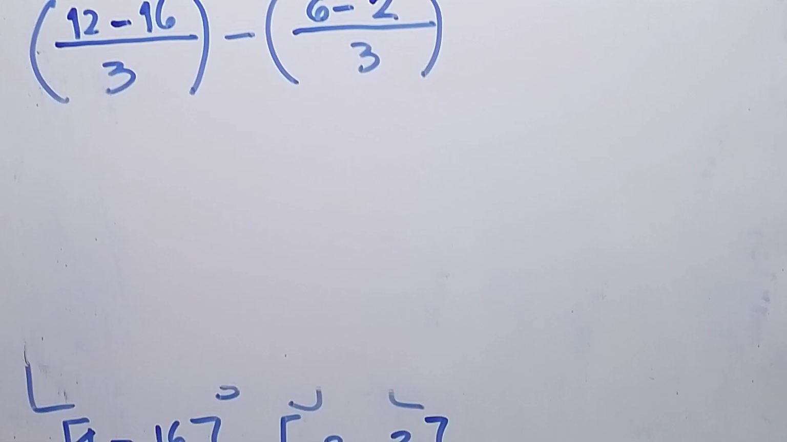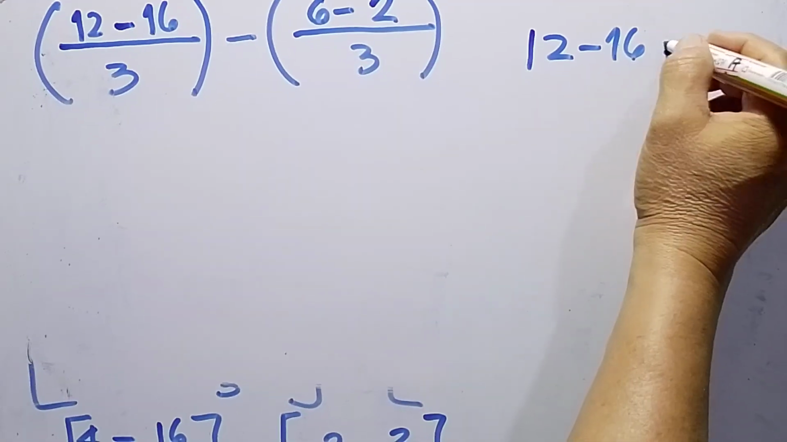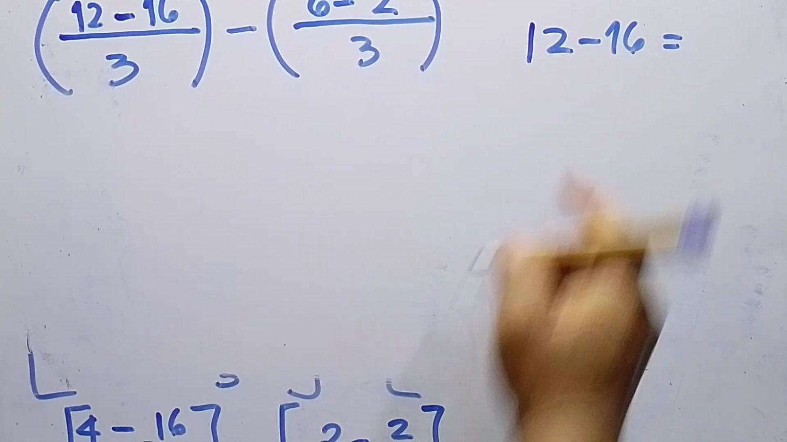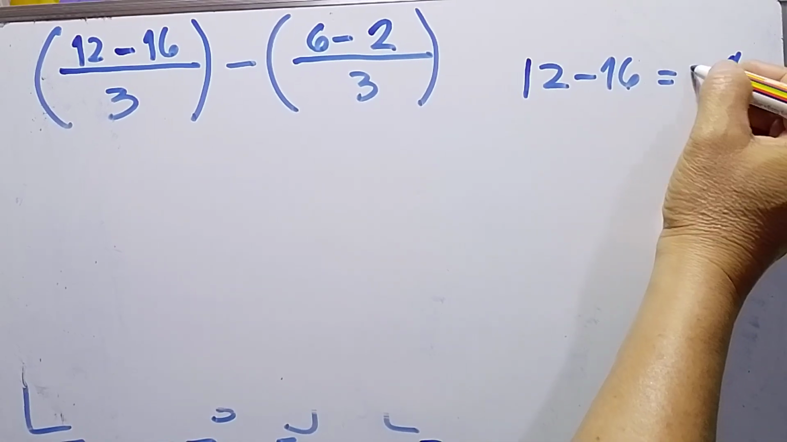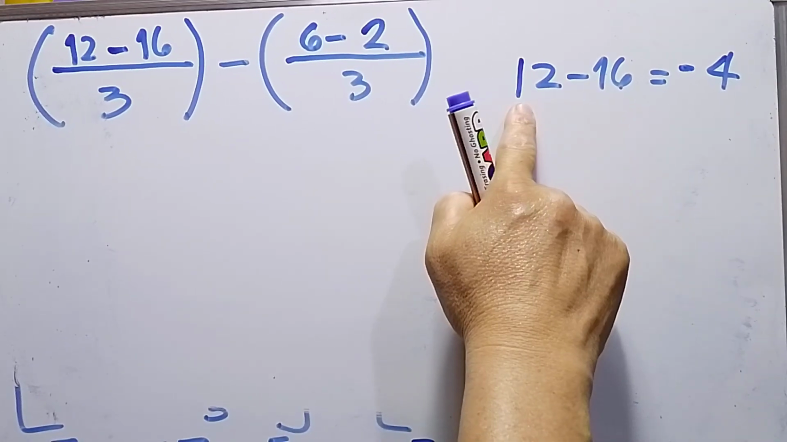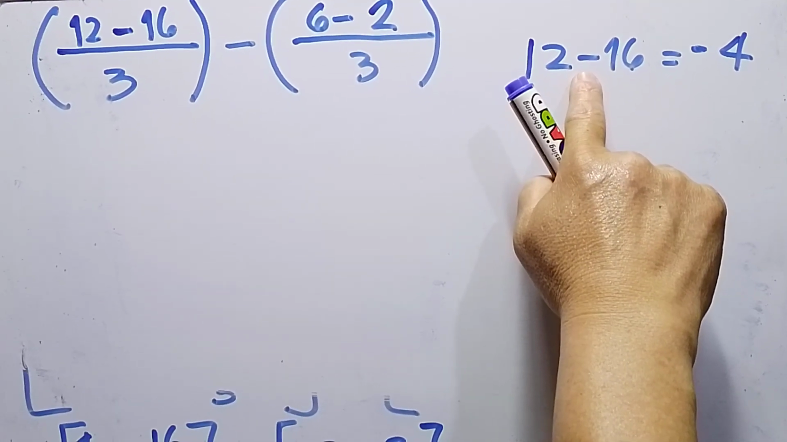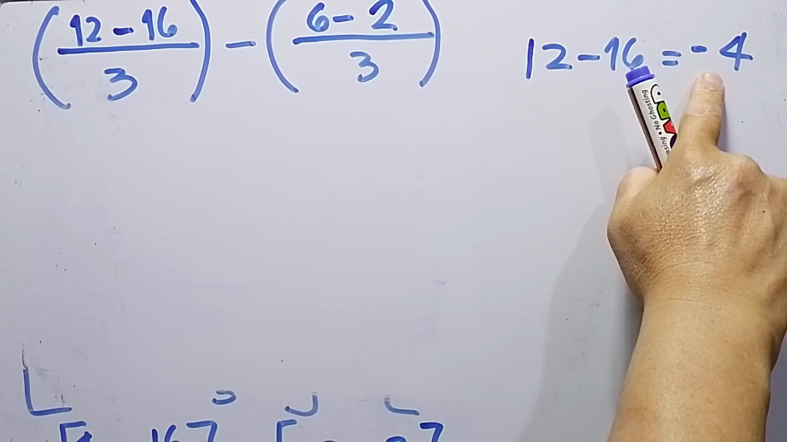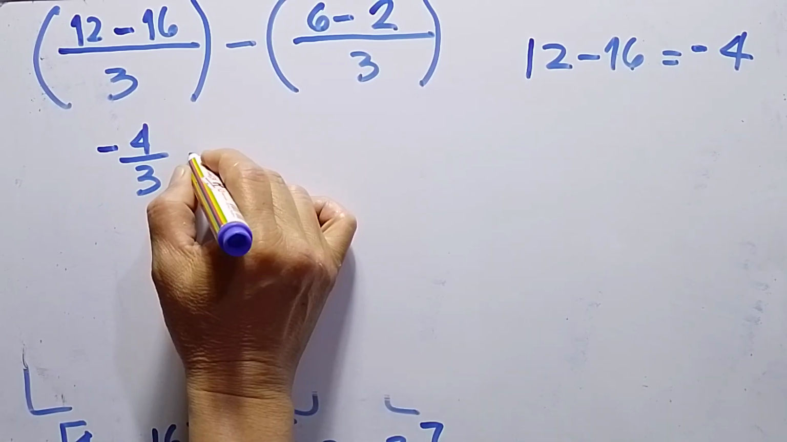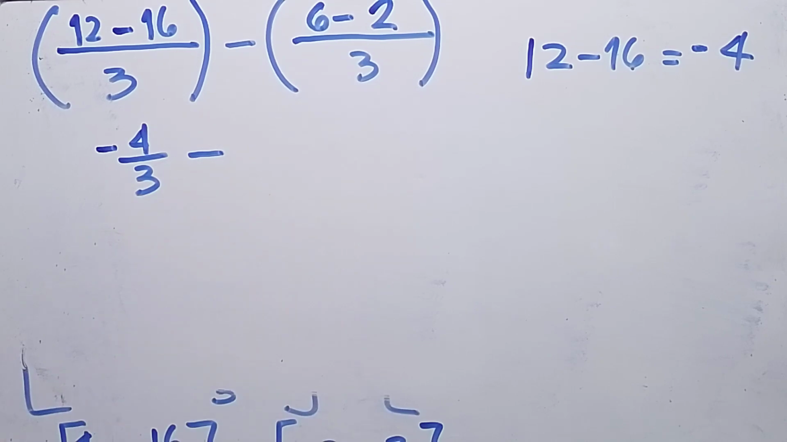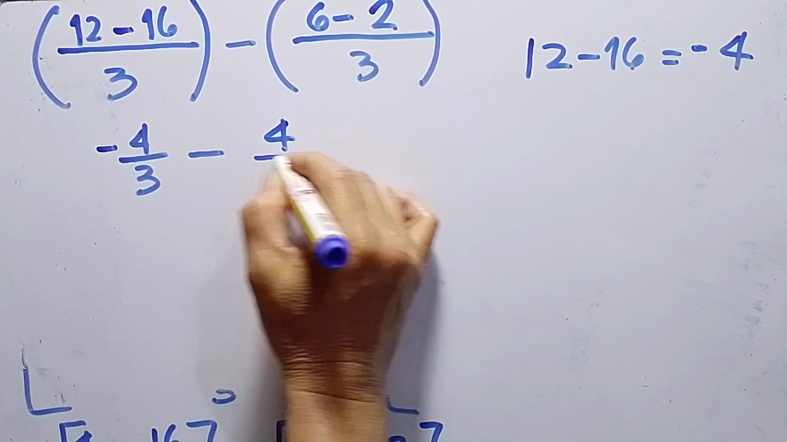Okay, so this will be 12 minus 16. Take note, unlike signs, so subtraction: 16 minus 12 is 4. Now the sign is negative. Why is it negative? Because 16 is greater than 12, and 16 has the negative sign. So therefore my answer is negative 4, so this will be negative 4 over 3. Then minus the operation: what is 6 minus 2? That is 4 over 3.